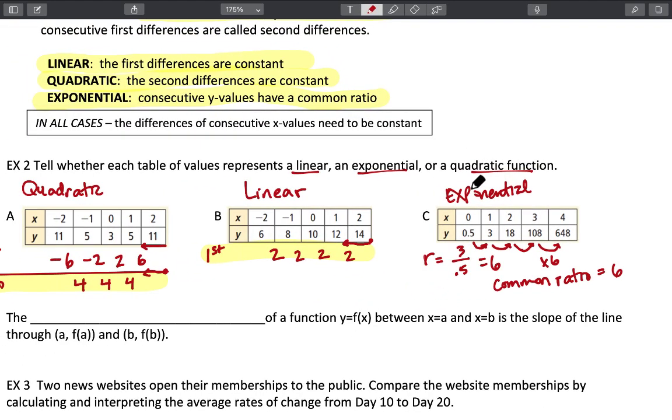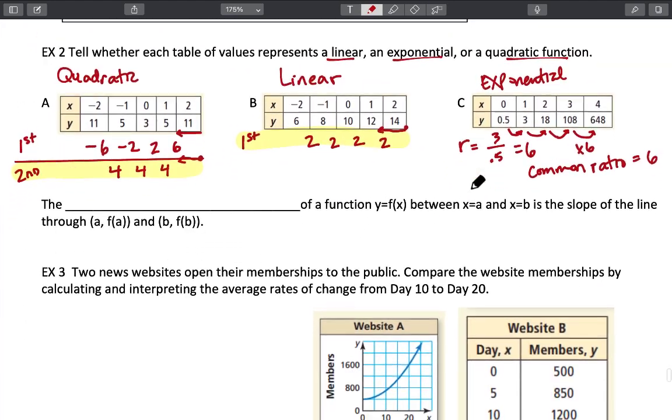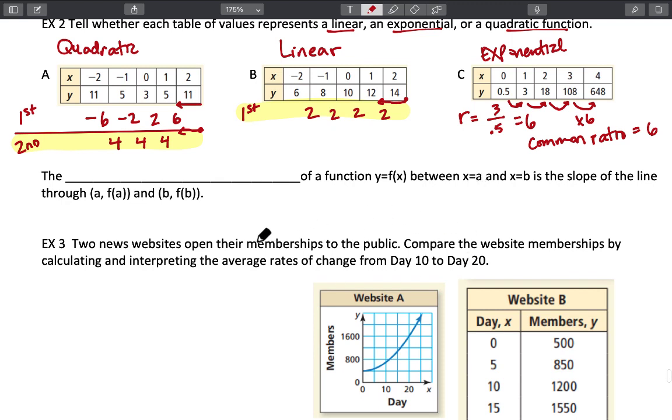All right. Jumping down here to our last little thing for our notes for chapter 8, we're going to talk about the average rate of change. The average, see if I can spell that right, average rate of change. Now remember, rate of change is just slope.